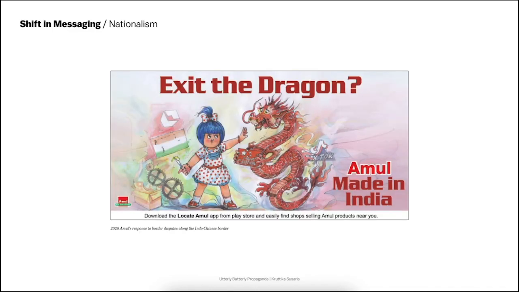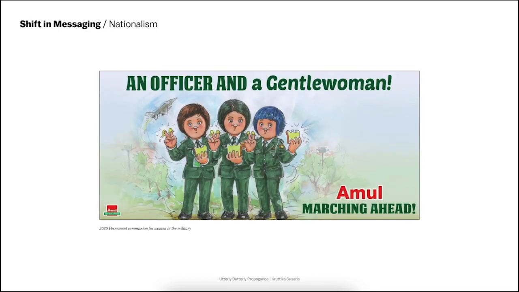In 2020, the BJP-led government at the center moved to ban a number of Chinese apps in response to a dispute at the Indo-Chinese border. Amul uses this as an opportunity to employ a trite, racist stereotype of China. The Amul girl is uncharacteristically aggressive. In 2020, the Supreme Court of India introduced Permanent Commission for Women in the Army. In this ad that masquerades as a progressive feminist message, it espouses a conservative pro-military stance.